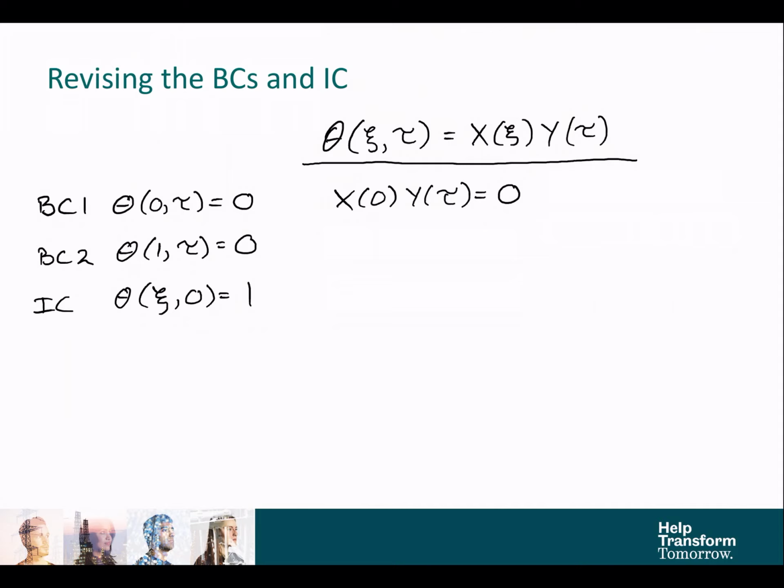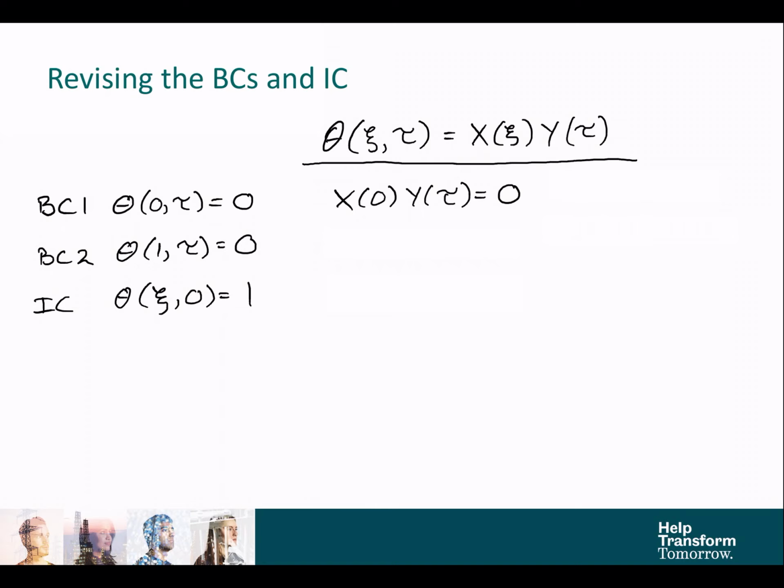Either of those terms could equal 0 to make this expression mathematically correct. In fact, both of those terms could equal 0, and it would still be mathematically correct. But that doesn't make it physically correct. If we said that y of tau equals 0, that basically means there is no time dependence of the solution, which is incorrect. There is definitely a time dependence.